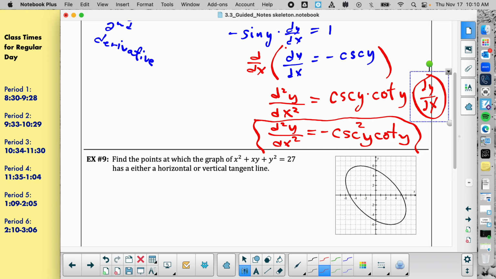Okay. I'm done. That is where a derivative is.